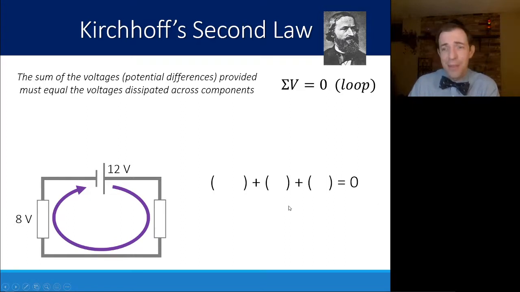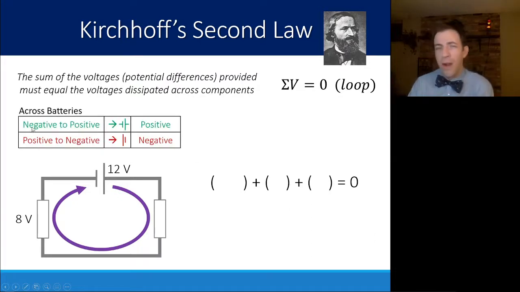Now, again, to do that, we need to have some that are positive, some that are negative. Otherwise, nothing will ever equal 0. So our convention here is that across batteries, if we're flowing from negative to positive, we'll call that a positive voltage that was supplied. And positive to negative basically means we're flowing backwards through the battery, and it's going to remove that amount. It'll be a negative.